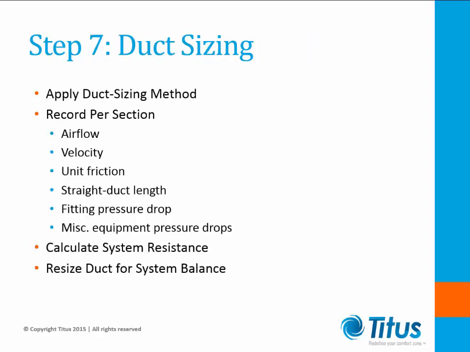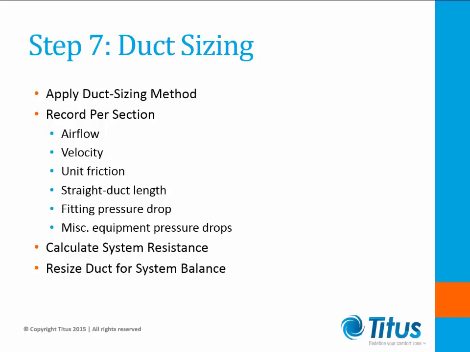Step 7. Duct sizing. At this point, we're going to utilize one of the duct methods that we discussed earlier. Select the most appropriate for the design of your system. Airflow should have been calculated in the previous step. At this point, you add both duct velocities, unit friction, and straight duct length. You'll calculate and record fitting takeoffs and losses.